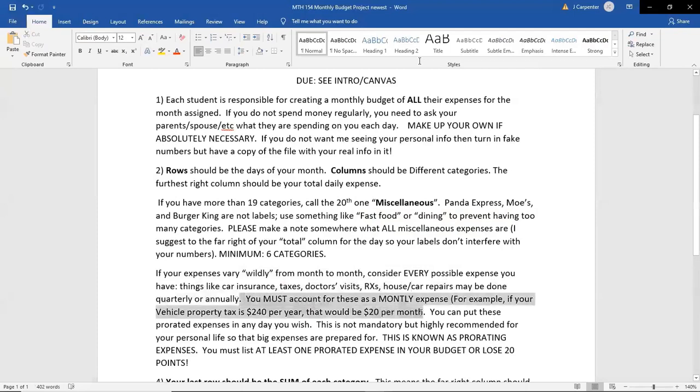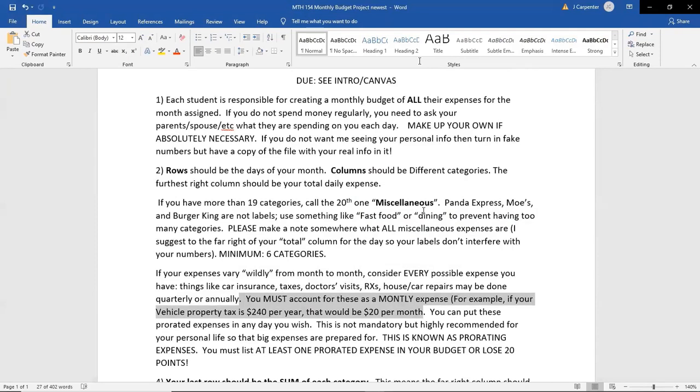Now I orally talked about taking a semi-annual car insurance and turning it into monthly. Here you have a vehicle property tax of $240 per year. Now there's 12 months in a year, so you divide by 12, so that gives you $20 per month as a rate. So vehicle property tax is another thing that comes in typically once per year. You're not paying your vehicle property tax monthly unless you're in some weird situation that I have not seen before.